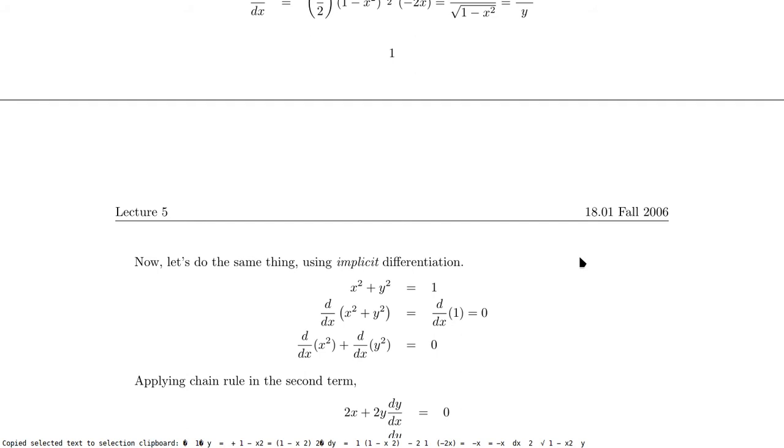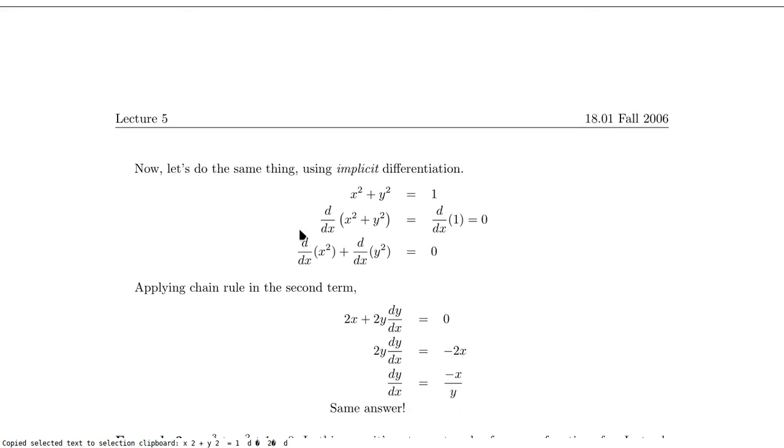Now I write d over dx of x squared plus y squared, so I'm taking the derivative with respect to x. I take the derivative on both sides of the equality, and the right hand side is going to be equal to 0 because 1 is a constant. The left hand side, by the summation rule, is going to take the derivative of each of the terms.